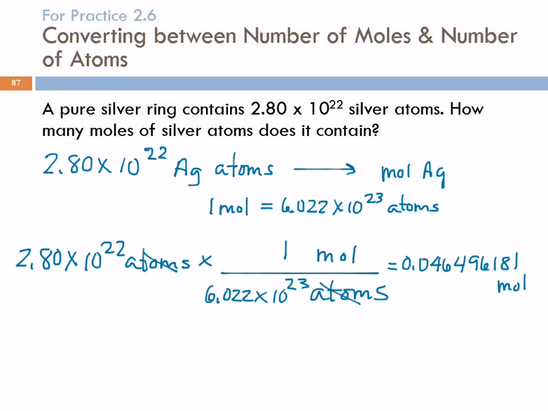What about sig figs? 3. So our starting number had 3. Now, that's a number of objects, isn't it? Would that be exact? It's counting, isn't it? Oh, but did we really count it? 2 times 10 to the 22?